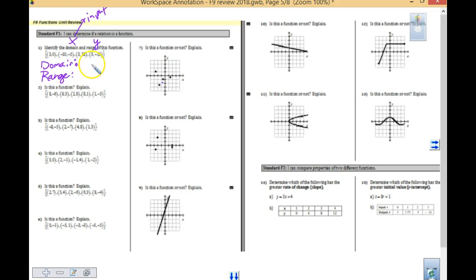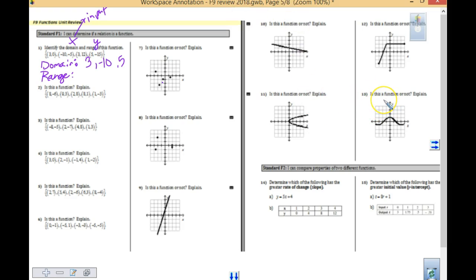So the first domain would be what number? 3. Then we'd have what? -10. Well, then we have 3 again. Do we write it again? No. Our last domain that we have is 5. Now we actually have 4 different ranges, so you should write all of those ranges down. Then you are looking at questions 2 through 13.